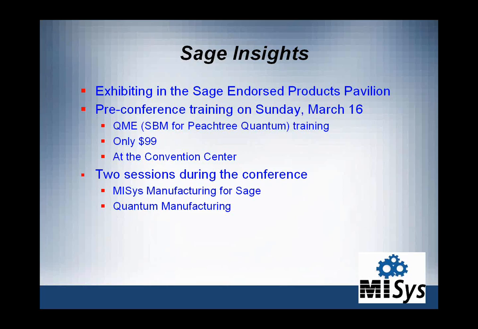It is going to be on QME, or the Quantum Manufacturing Edition, which is MISIS SPM for Peachtree. There is no difference in the product, actually. But this is the focus of the class. This is what Sage wanted to do. We actually wanted to do it for ACPAC, and Sage really pushed and wanted to do the training on SPM for Peachtree Quantum. Okay, great. So that's what we're doing. But the bottom line is it's SPM training. Regardless of what accounting system you're running SPM with, the product runs the same way.